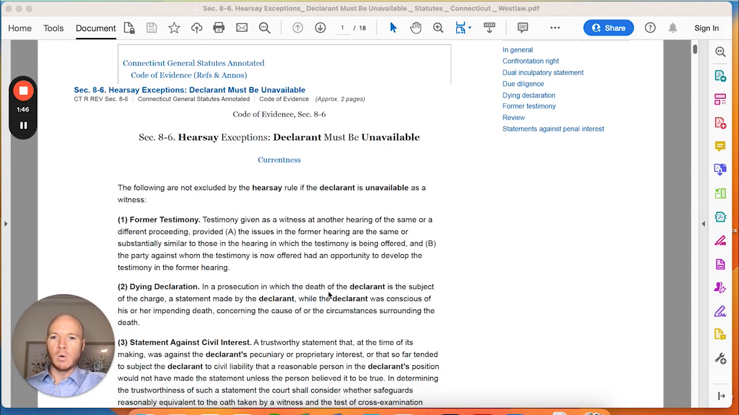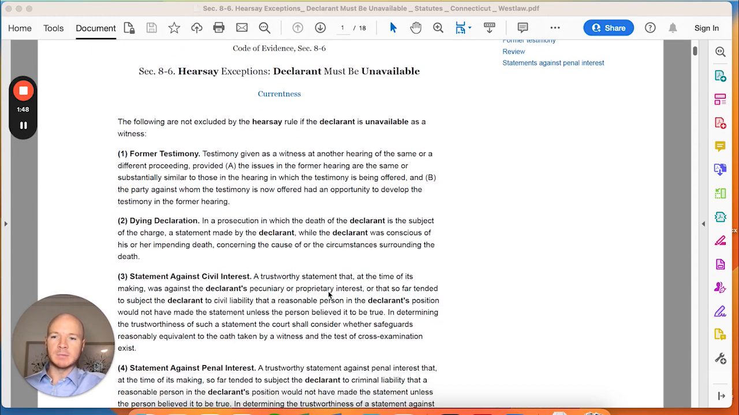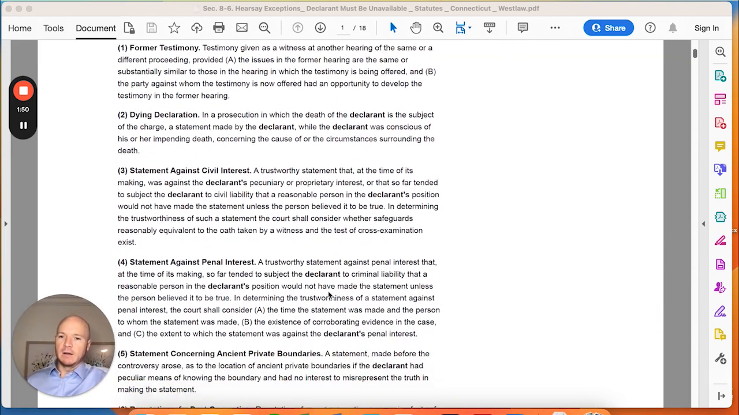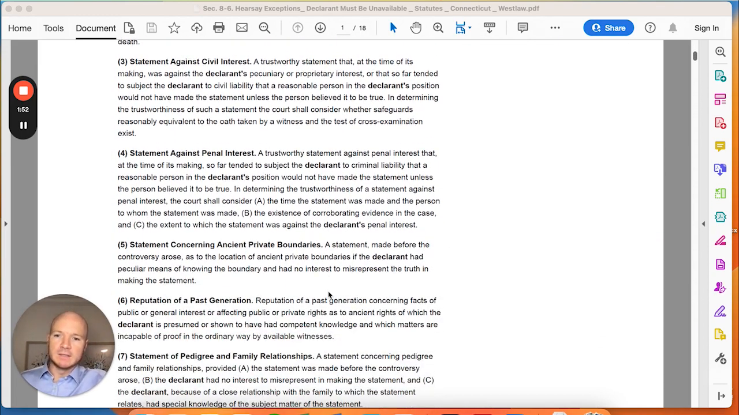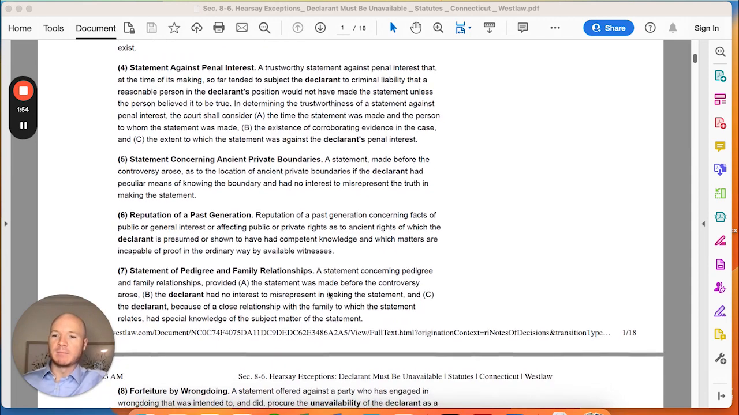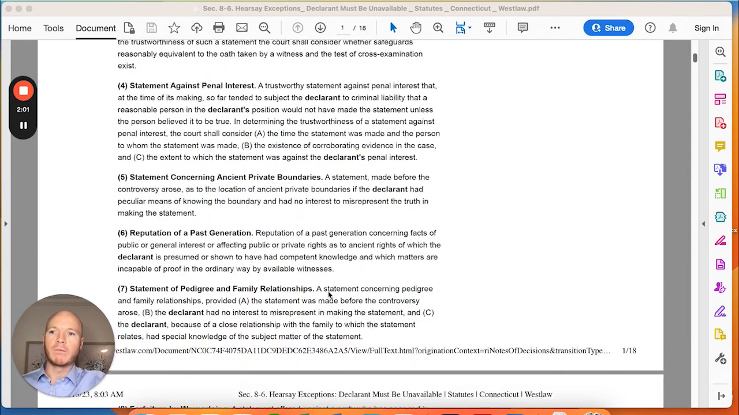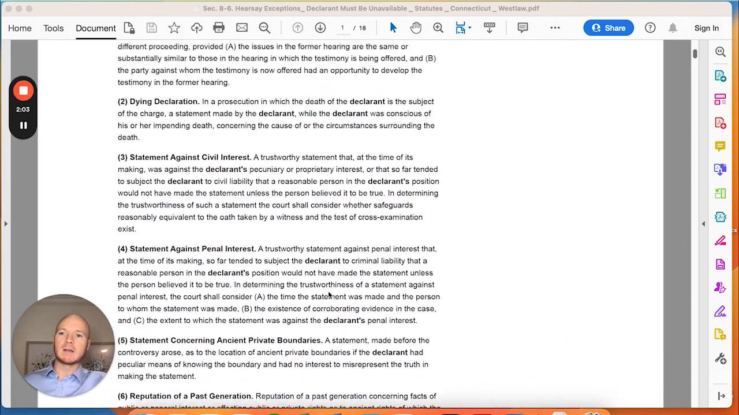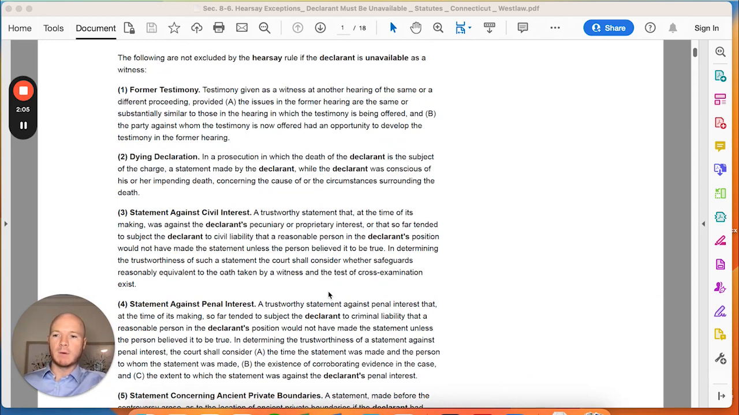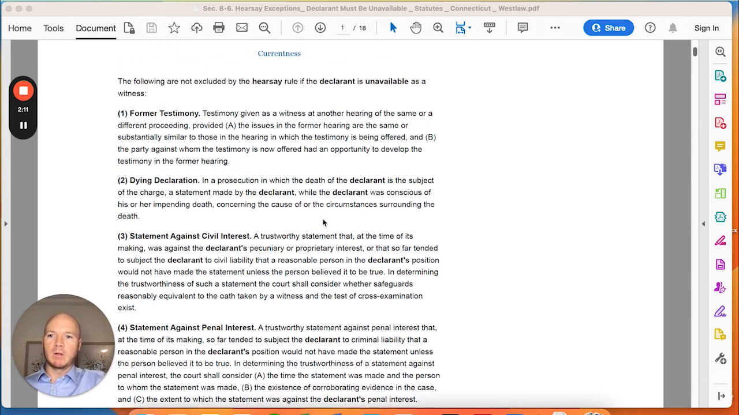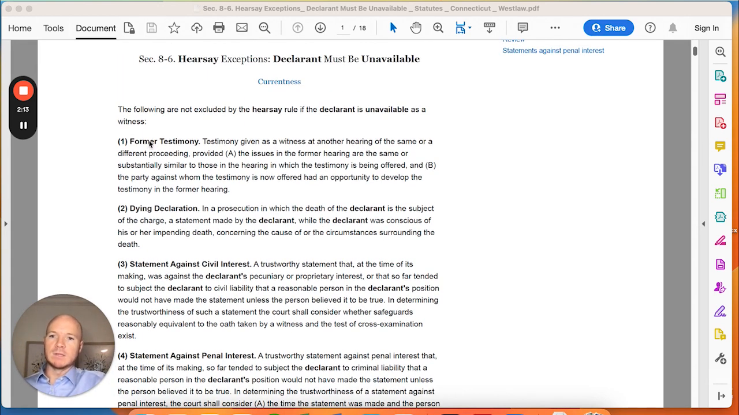Now, there are a whole bunch of hearsay exceptions that are covered in this section, but a lot of them are kind of antiquated. They're super rare. They don't really apply to family law cases. So I'm basically going to skip the majority of them, but I'm going to focus on one that is most applicable in family law cases, and that is former testimony.